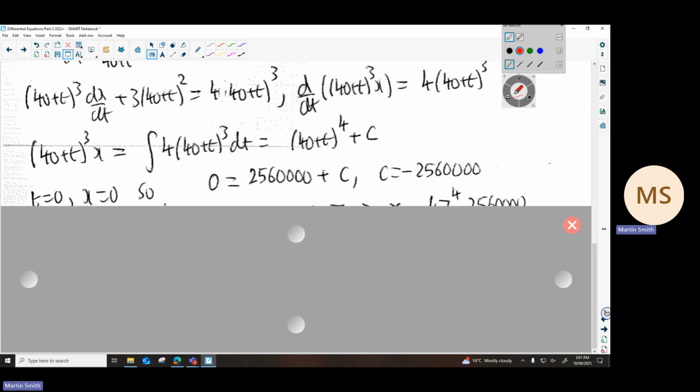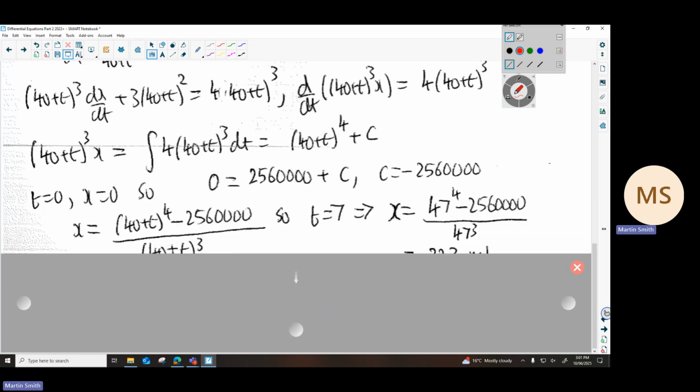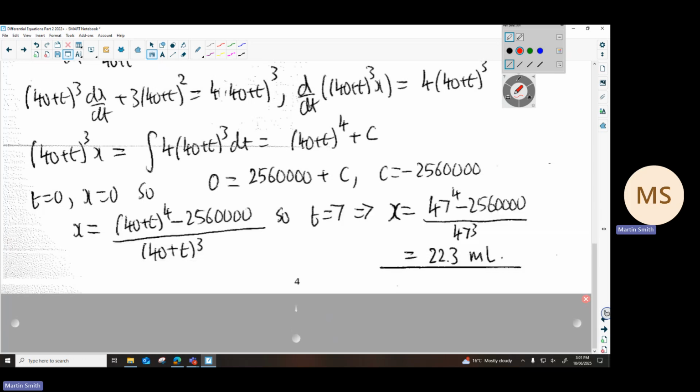Initially, we are told there's no acid. So when t is 0, x is 0. So if you plug that in, you get C is minus 2,560,000, or 2.56 times 10 to the 6. Here is your expression for x. If you sub in t is 7, you should get a value which rounds off to give 22.3 milliliters.